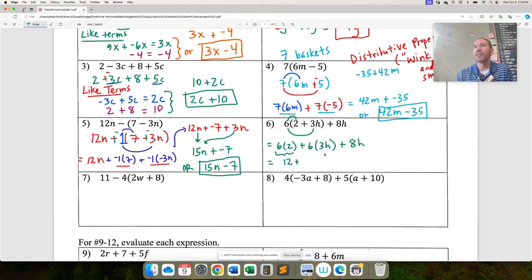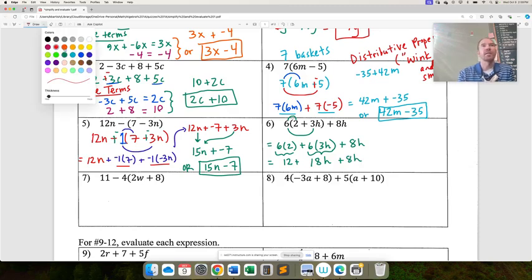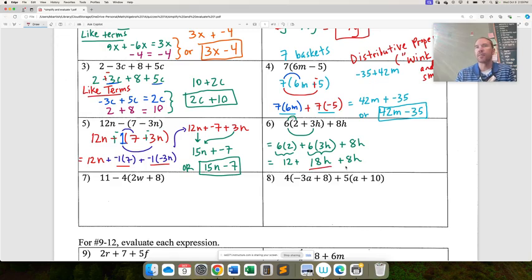6 baskets, each basket has 3 hamburgers. That'd be 6 times 3 is 18, and that's hamburgers. And then plus the 8 hamburgers. And now I can combine my like terms. I can say, hey, the 18 hamburgers and the 8 hamburgers, that's going to be 26 hamburgers. And then we got the $12 also.